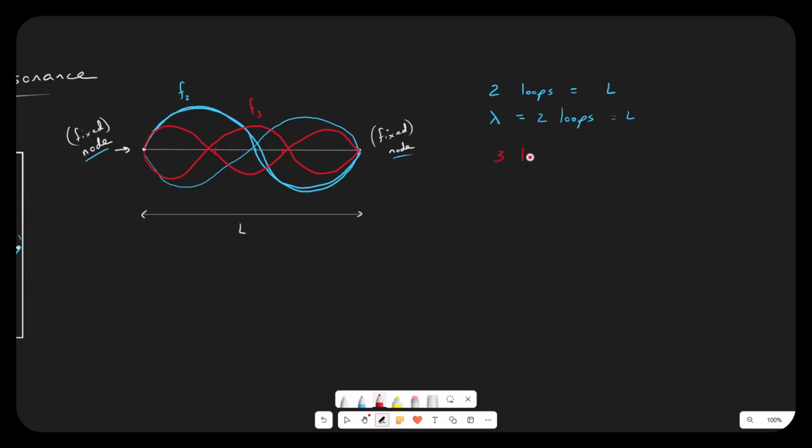I'm saying three loops equals L, which means one loop equals L over 3. My wavelength, which is always going to be two loops, equals 2L over 3. And that's just fine. I met these things when I say that this is fixed and there's a node on the end. That is called a boundary condition.